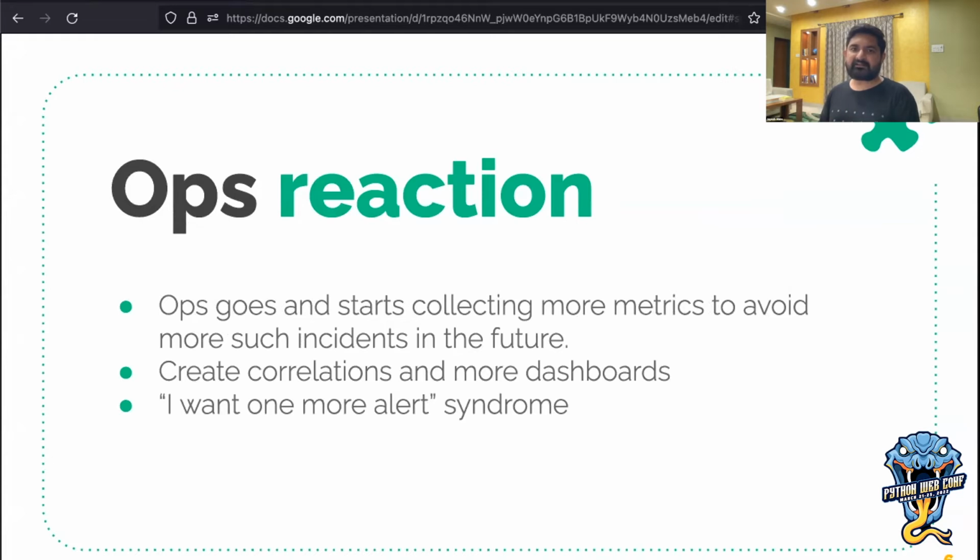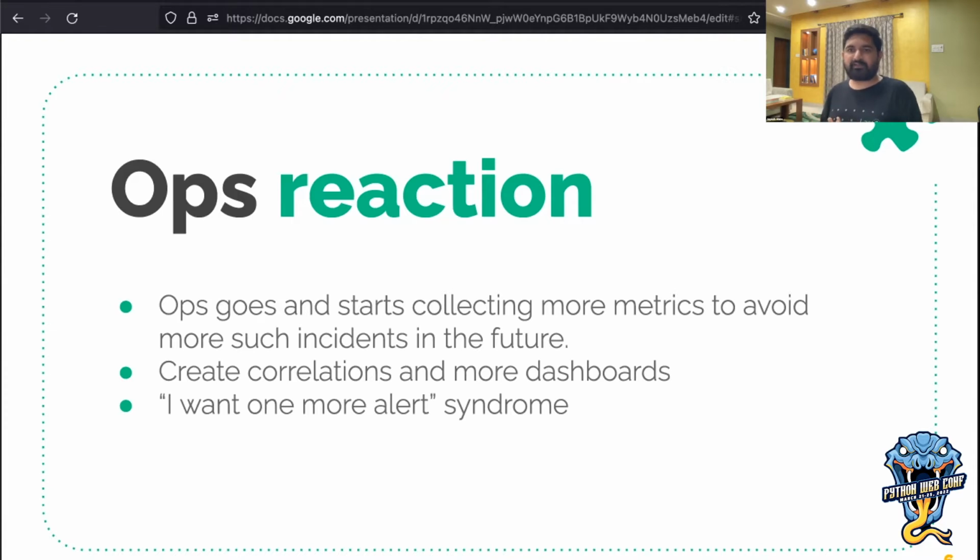Now, how did ops or IT react to the incident? Ops started collecting more metrics to avoid such incidents in the future. They created correlations and more dashboards, like one more graph on a dashboard, which we always create for every incident, right? They also configured one more alert to fire whenever this particular part of the system breaks again. So was this a good resolution? We don't know, we will see. But there's definitely some friction here, and this is not scalable at all.